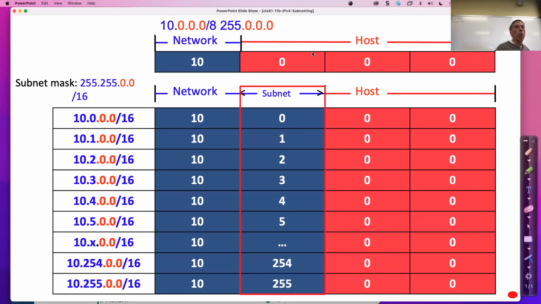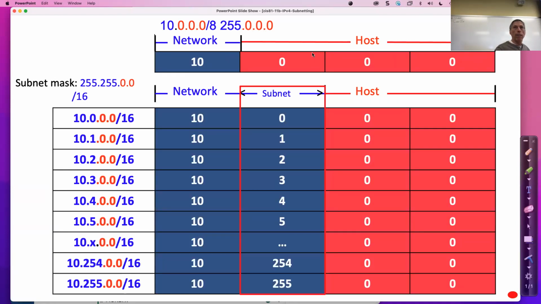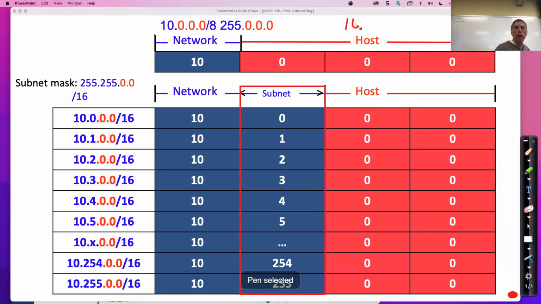So instead of having one network of 16 million hosts, I now have 256 subnets. I have more networks, but they're smaller. I divided my barrel of apples into baskets of about 65,000 hosts per subnet.